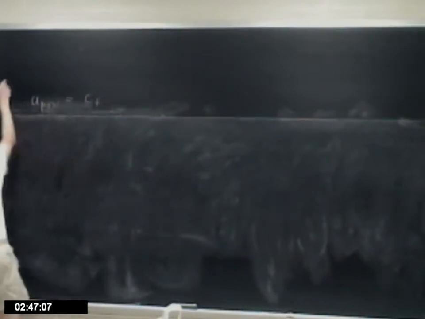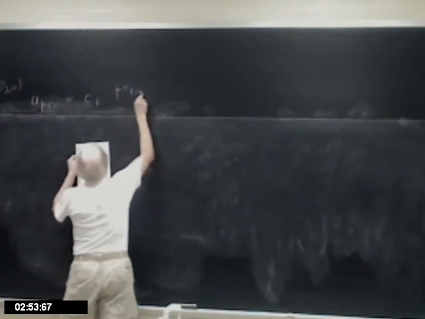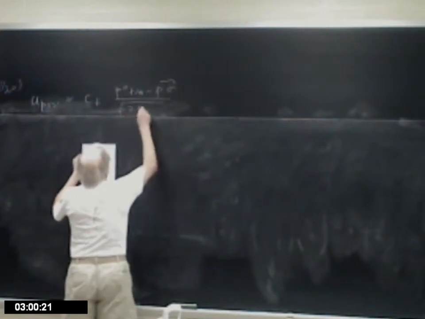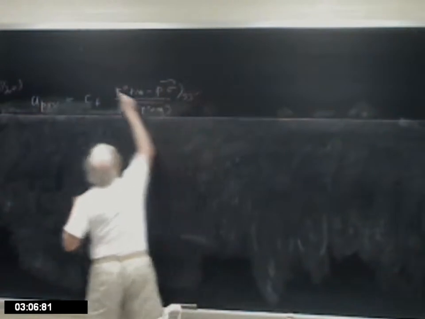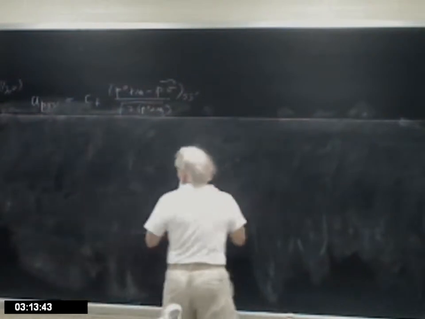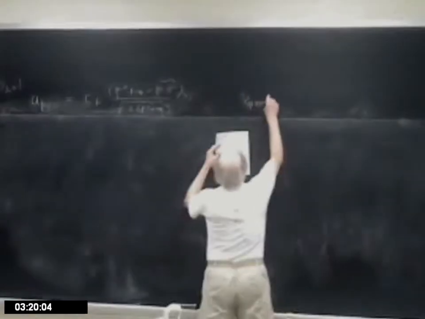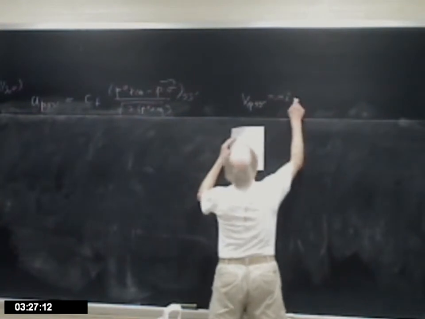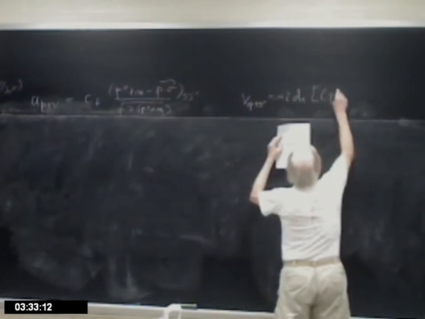and this is for the one half zero representation. U is C plus, P zero plus M minus P dot sigma over the square root of 2 P zero plus M. And I'm using here the Höhenberg-Schröder conventions. V of P, S, S prime is minus I, D plus, and so on. C plus and D plus are constants, which we're going to work out today.